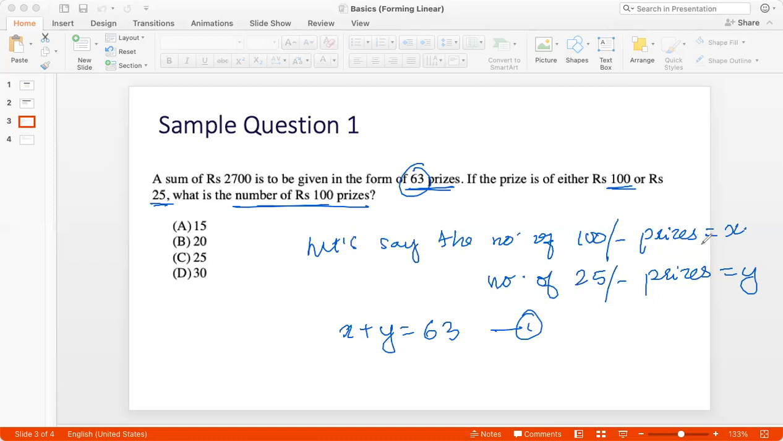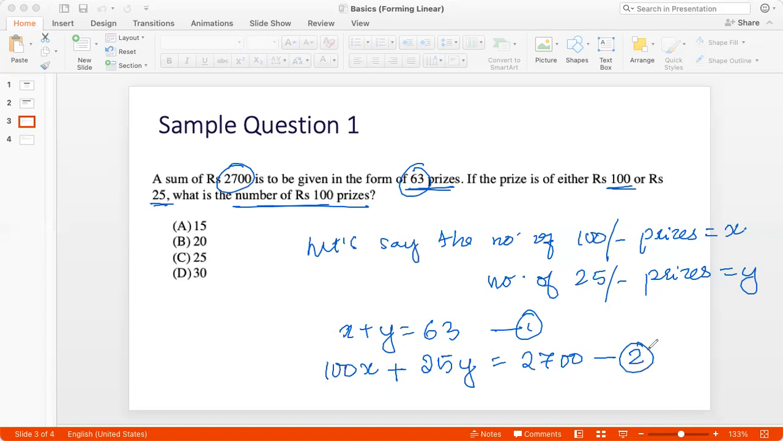Now, what is the value of X 100 rupee prizes? If there are X prizes of 100 rupees, the value of those X prizes would be 100X. And if there are Y 25 rupee prizes, then the value of those Y prizes would be 25Y. And the total value of all prizes would then be 100X plus 25Y. And that total value has to be 2,700, since we have a total sum of 2,700 to distribute. So this becomes my second linear equation.